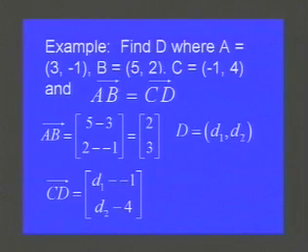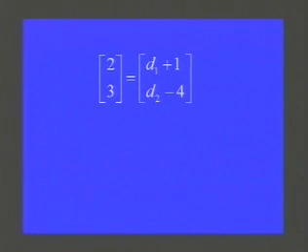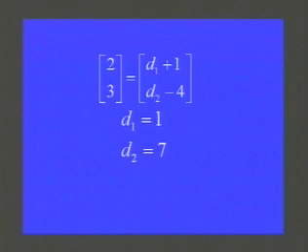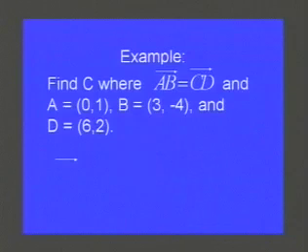Okay, now that's supposed to be equal to 2, 3. So 2 is D1 plus 1, 3 is D2 minus 4. I wind up getting D1 is 1, and D2 is 7. So D is the point 1, 7. Okay, it becomes a pretty simple little algebra problem.